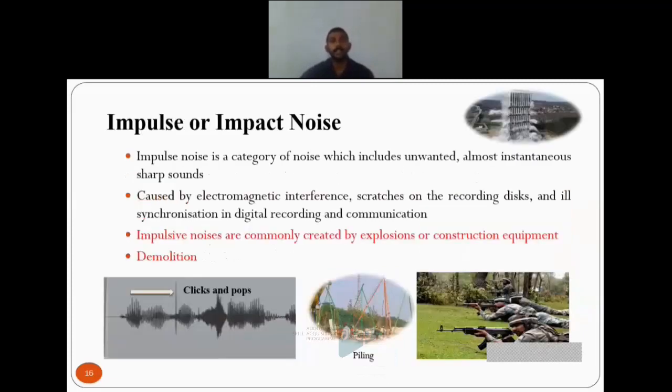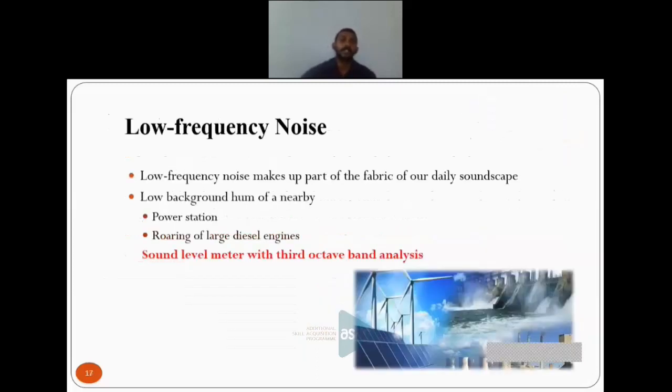Next is impulse or impact noise. As the name indicates, a sudden, instantaneous, sharp sound comes. That is called impact noise. The main example is the demolition of buildings. We have already seen in Cochin the Maradu flat demolition. It was sudden and instantaneous, producing a sharp, explosive sound. That is a main example of impulse or impact noise. Another is pile driving and gun shooting. These are examples of impulse or impact noise.